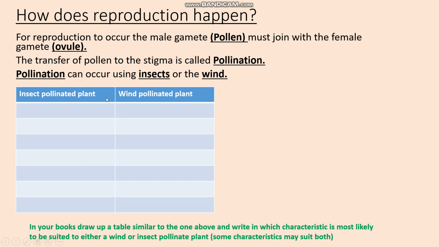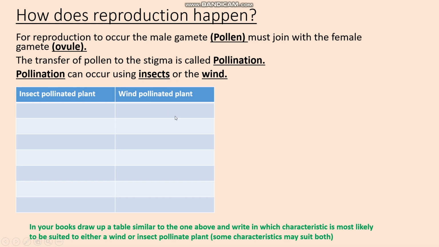column headings, and then what I'd like you to do is to write down the characteristics of plants which are designed to be pollinated by insects, and then write down the characteristics of those plants which are designed to be pollinated by the wind.